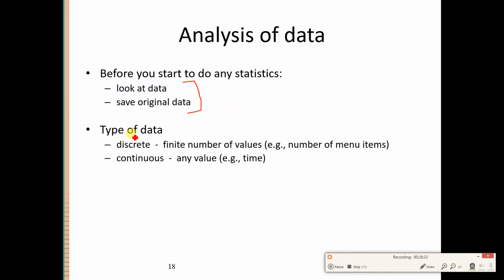Now there are different types of data. We can make a classification. Here we are making two classifications of the data. One is discrete and the second is continuous. What is discrete data? Finite number of values, where the values are finite, they are limited.